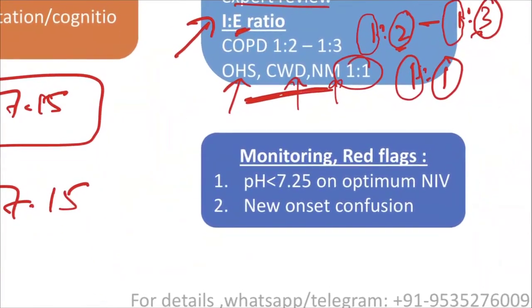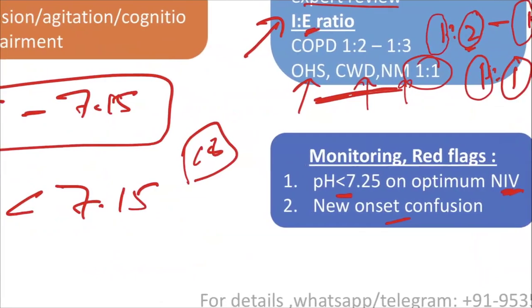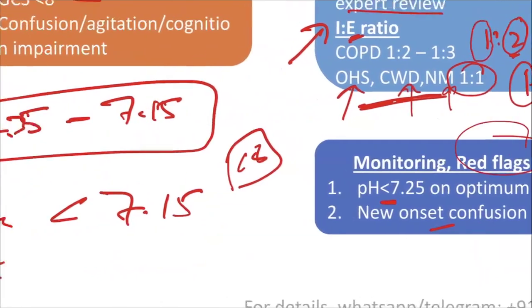Monitoring and red flags, what you need to be aware of. If the pH is less than 7.25, try to optimize the NIV settings you are having. If there is a new onset of confusion, you need to closely monitor. If there is a new onset of confusion and the GCS reduces to less than 8, you might have to intubate the patient at that point of time or change the NIV settings. So you need to be closely monitoring for this. These are the red flags you need to be monitoring.